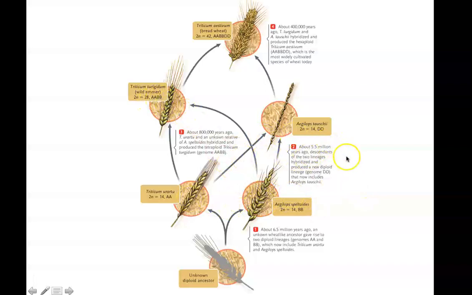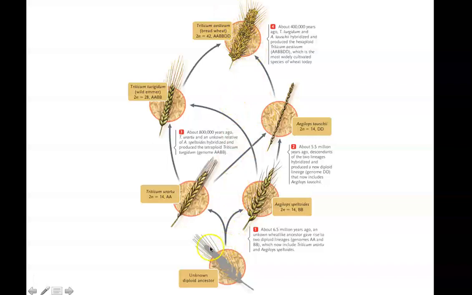Or over here, we got a descendant that produced a new diploid lineage with genome DD, right? And then these crossbred, and it gave rise to one that was AABBDD, so a polyploid descendant. And the result was basically a new species of wheat, right? And so all of the cultivated wheat that we have today is thought to have arisen from this process.